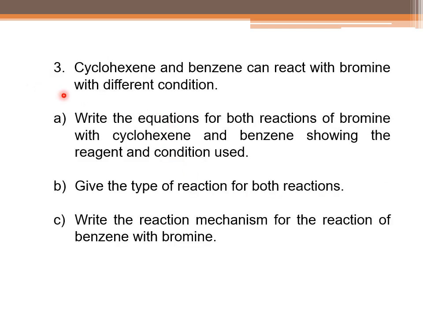Number 3, cyclohexene and benzene can react with bromine in different conditions. So it is UV light and Lewis acid. So you have to show both equations there, and you have to differentiate the conditions. Now give the type of reaction. What are the 2 types? I've mentioned it to you a few times already. And write the reaction mechanism for the reaction of benzene with bromine. Which one?